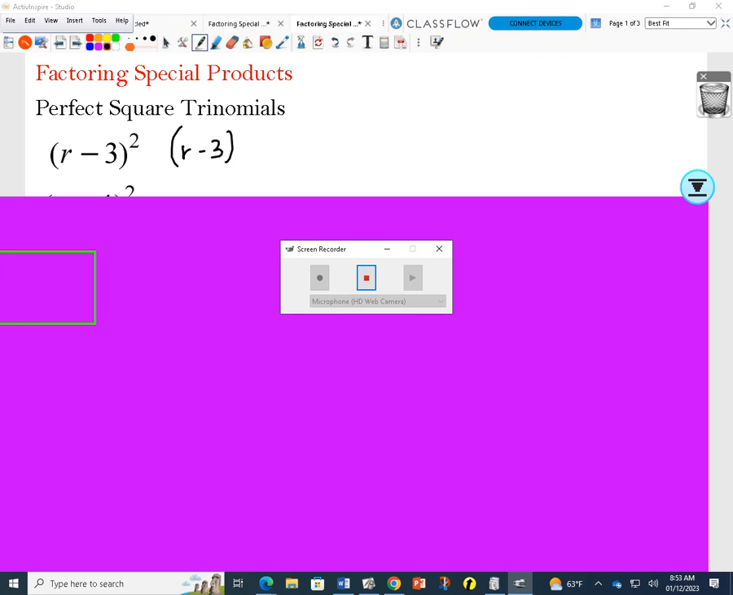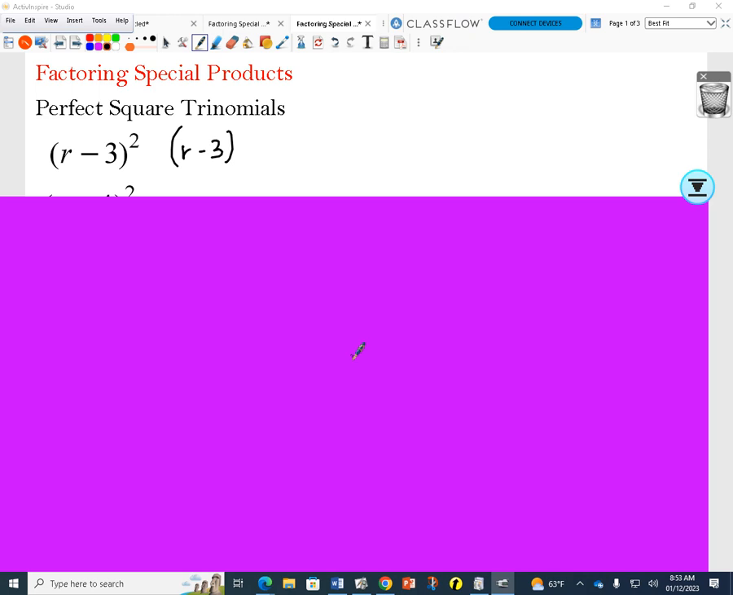Then I learned the shortcuts for factoring two special products, perfect square trinomials and difference of squares. Starting with perfect square trinomials, this expression, remember, is equal to this.